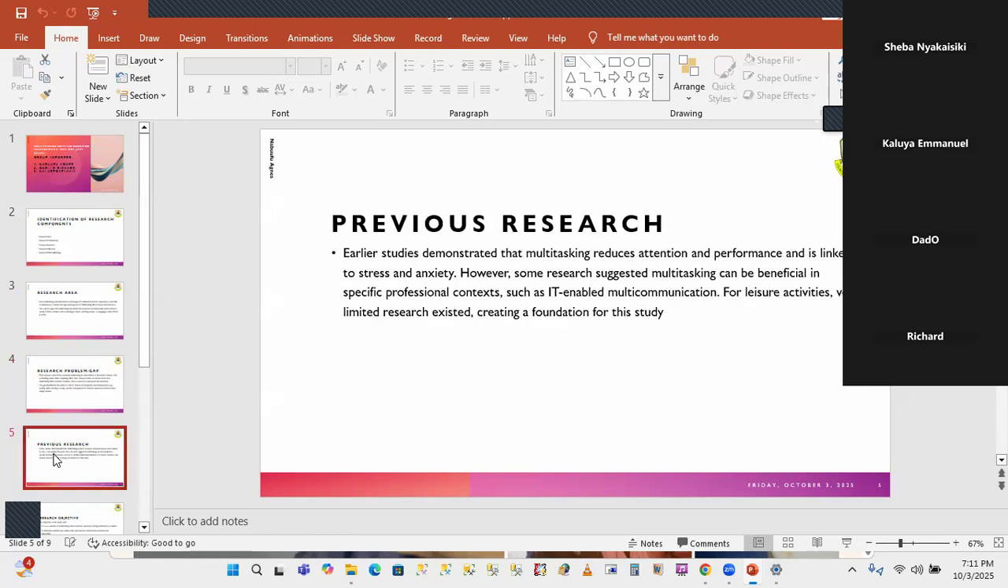Now, previous studies demonstrated that multitasking harms performance and is linked to stress and anxiety. However, some research suggested multitasking can be beneficial in specific professional contexts such as IT-enabled communication. For leisure activities, very limited research existed, creating a foundation for this study. So this was our basis for coming up with this research.